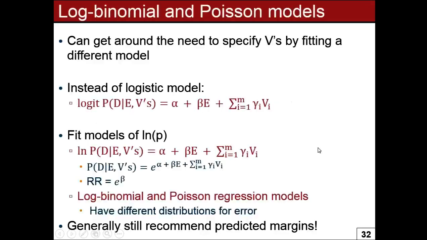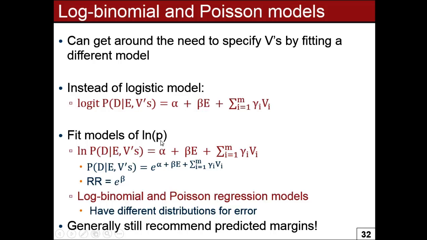Okay. The log binomial method is the following. I want to just show this conceptually because this is used a lot in the world. There's a really easy way to get around this specifying V's business. It's called fit a different model. You ditch the logit model, where we saw that the V's don't cancel, and instead you fit a different thing called the log binomial model, which is you take the log of P, not the logit of P. The logit's the one with the 1 over 1 plus e to the minus. This is just the natural log.